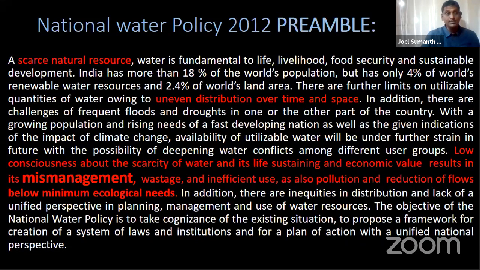And this is very rightly identified in our national water policy. It says that we need to avoid going below minimum ecological needs. Because of mismanagement, there is now below minimum ecological needs of water.